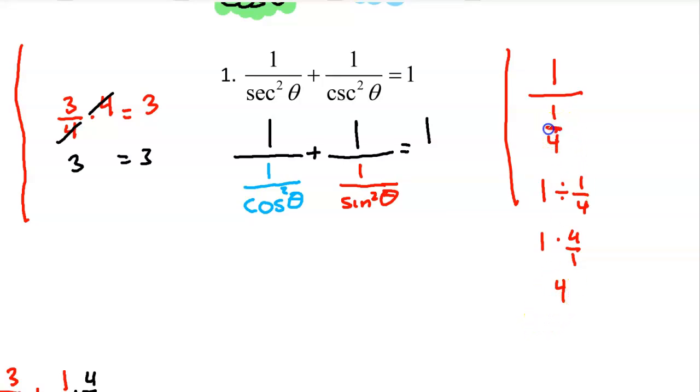So basically, if you start with 1 divided by 1 over something, the answer is just whatever that denominator is down here. That means down here, same thing, this is just going to simplify to cosine squared. Which means this is just going to simplify to sine squared. And as we already know, cosine squared plus sine squared equals 1.